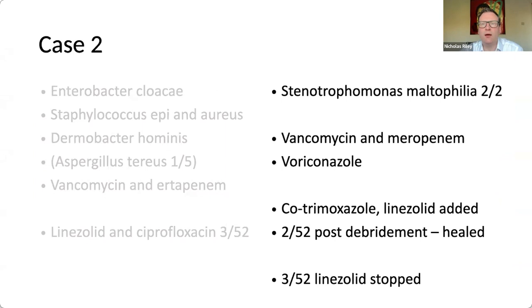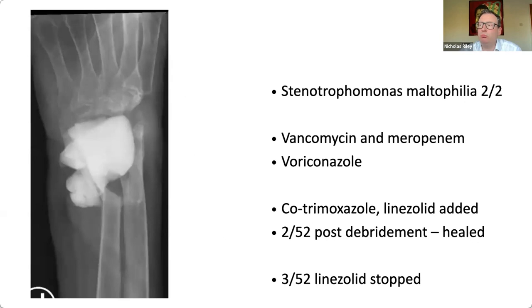We started off with cotrimoxazole and linezolid, and at 2 weeks post second debridement, the wound had healed nicely, and she was finding the linezolid difficult to tolerate. So the decision was made to stop the linezolid and just to continue with the cotrimoxazole. This is what her post-surgical radiograph looks like. And at this point in February of 2020, we were planning to undertake a free fibula reconstruction of her wrist for her. But in the UK, COVID caught up with us in March 2020, so we went into lockdown.